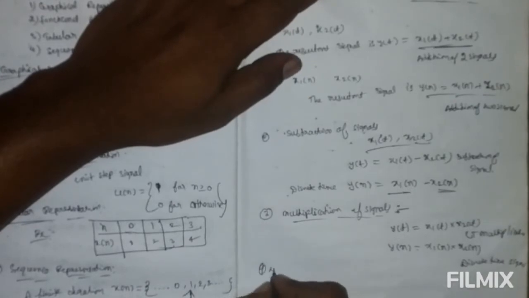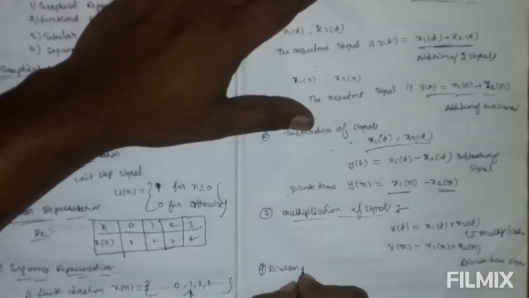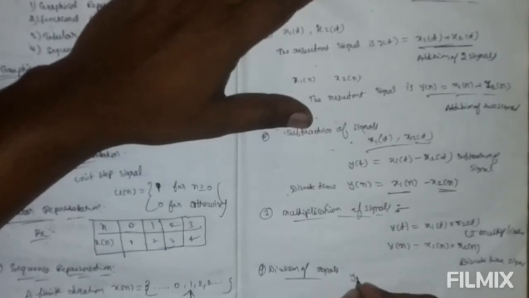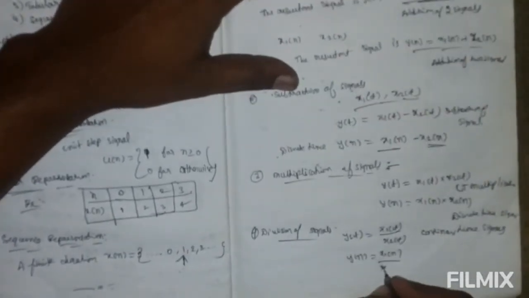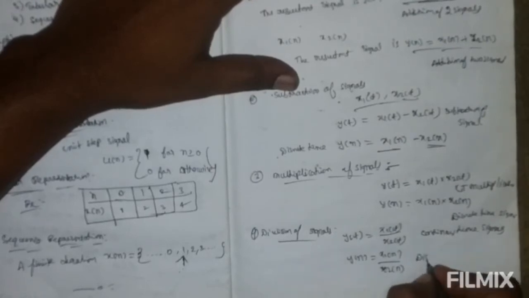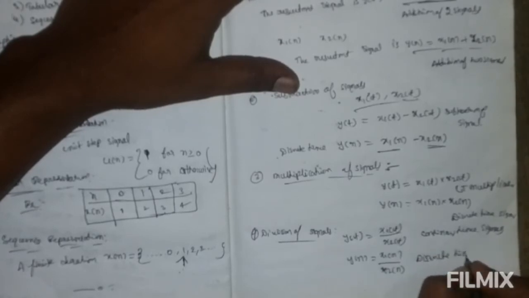Coming to the division of signals. The output resultant signal is y of t equal to x1 of t divided by x2 of t. It is for continuous time signals. For discrete time signals, y of n equal to x1 of n divided by x2 of n. This is division of discrete time signals.